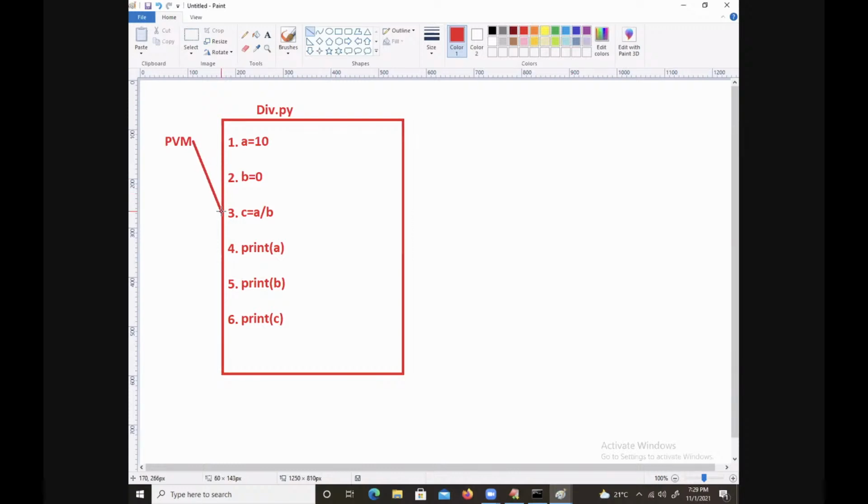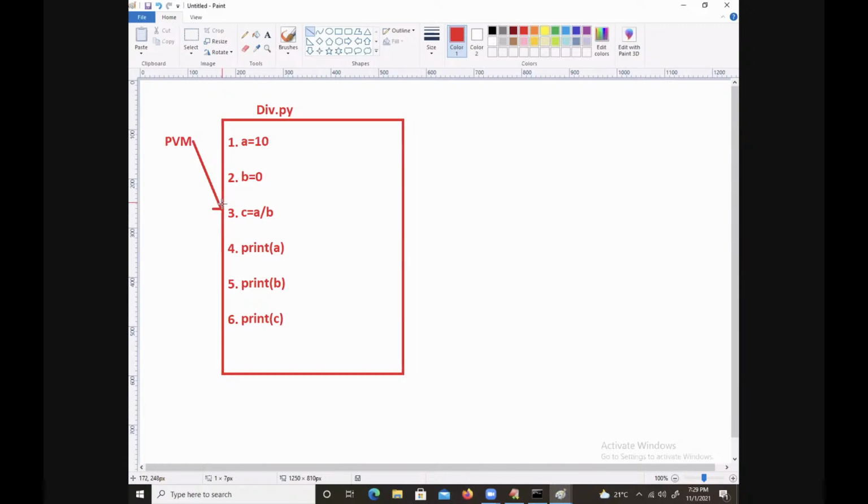Is there anything wrong in statement number 3? Problem in the sense, if the PVM is able to execute, there is no problem. If the PVM is unable to execute, then there is a problem. Yes, sir, there is a problem in statement number 3, and I am going to give clarity here.